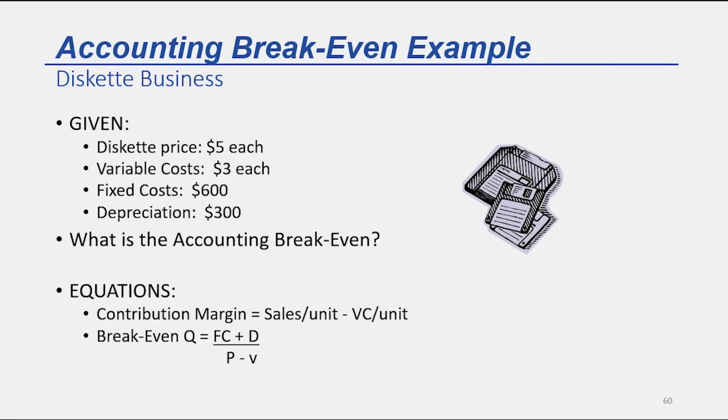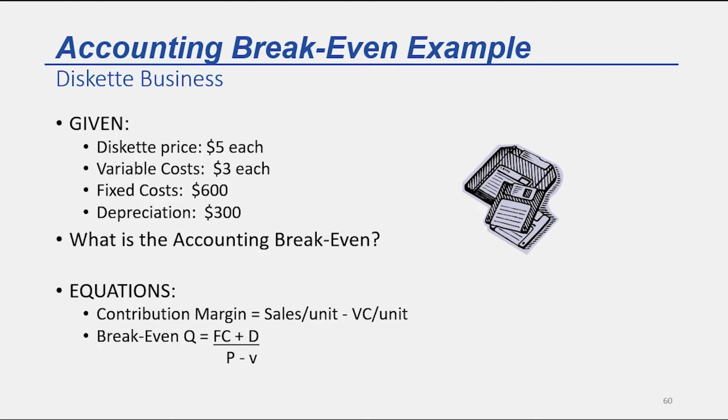Looking at an accounting break-even example, let's say we want to go into the diskette business. We have boxes and boxes of old floppy disks or semi-hard disks that you want to get rid of. Price them at $5 each, cost were $3 per disk. Fixed cost of this project, $600. Depreciation, $300. What's the accounting break-even point? How many of these diskettes do I need to make and sell just to break even?